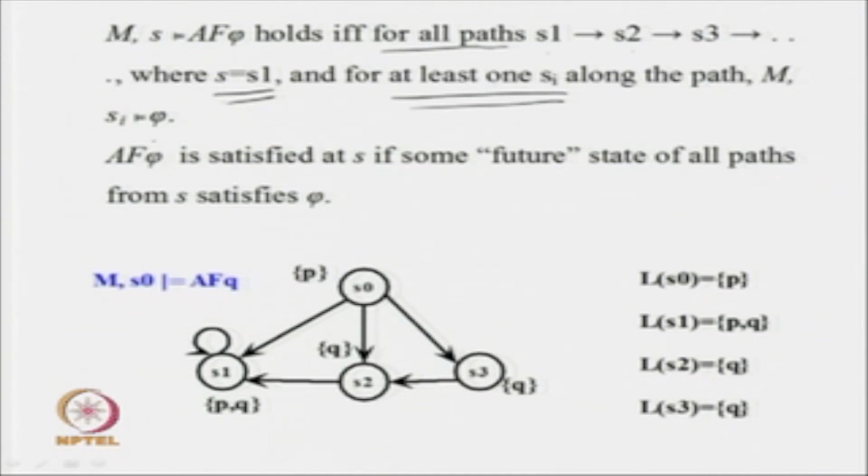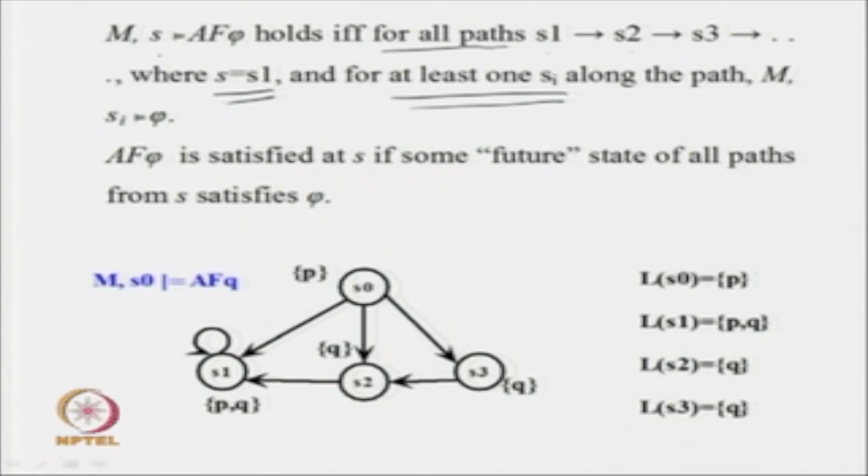So, you just see that we are going to look for all paths. In all paths, we are saying that eventually phi must be true. That means we are going to look for some state whether phi holds over there or not. In that case, if this is going to happen in all paths, then we are going to say that AF phi holds in this particular state s.